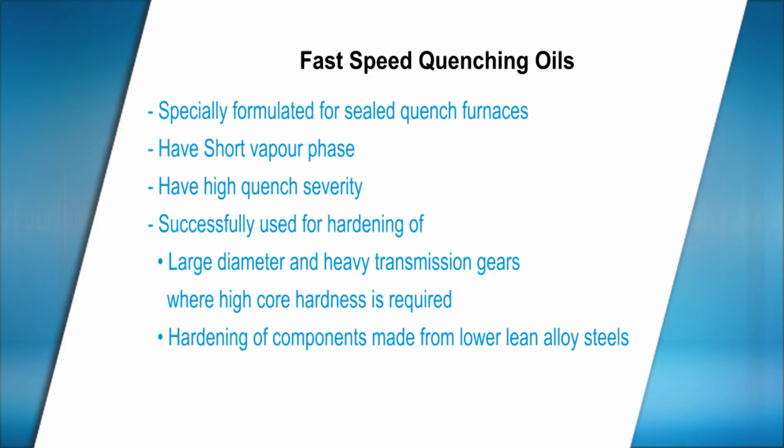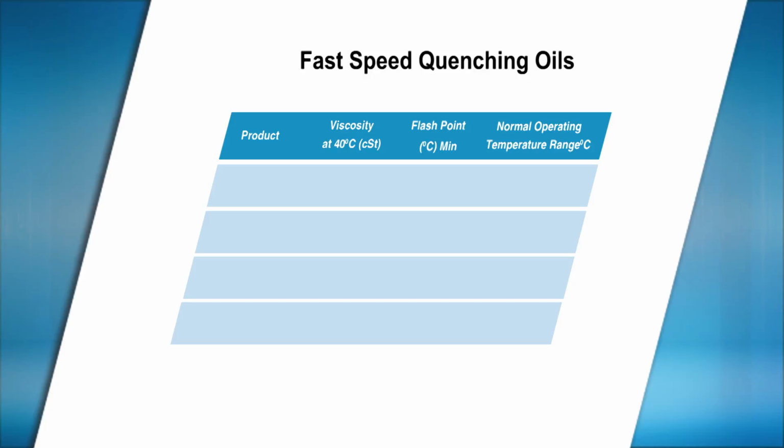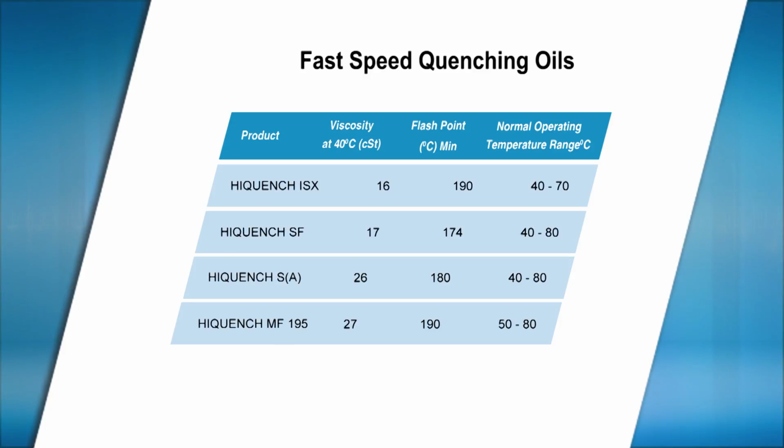By virtue of the short vapor phase and high quenching speeds exhibited by fast-speed oils, these products are extensively used for cold quenching applications, mostly in furnaces where controlled atmosphere is maintained in order to achieve stable performance over a long period. The table shows some of the important fast-speed quenching oils widely preferred by many of Hardcastle Petrofer's customers. The wide range of viscosities offers customers choice to suit their demanding performance requirements. The recommended oil temperatures are in the range of 40 to 80 degrees Celsius.